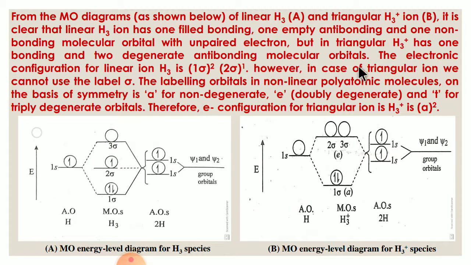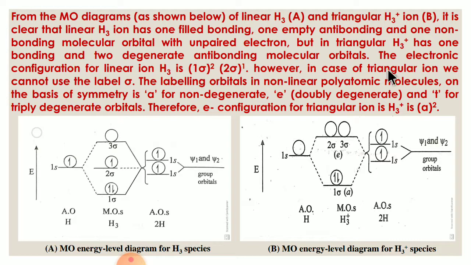The electronic configuration for linear H3 is 1 sigma squared and 2 sigma raised to 1. This is 1 sigma squared because it has 2 electrons in its molecular orbital, and in 2 sigma there is 1 electron in its molecular orbital. Therefore its electronic configuration becomes 1 sigma squared, 2 sigma raised to 1.